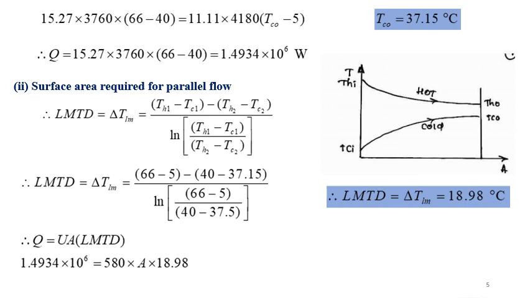Q is equal to U into A into LMTD for parallel flow, and we know the value of Q, so substitute. We know the value of U, it is given as 580 watt per meter square, and we calculated the LMTD as 18.98, and area is unknown, so try to solve for the value of area. Area is equal to 135.66 meter square. Okay, 135.66 meter square you will get.